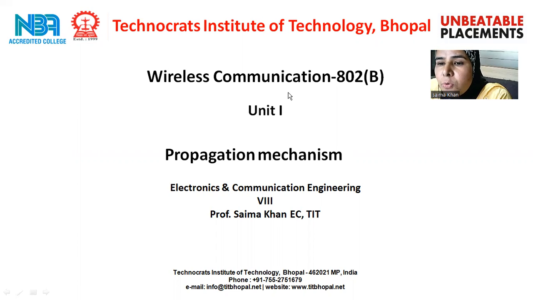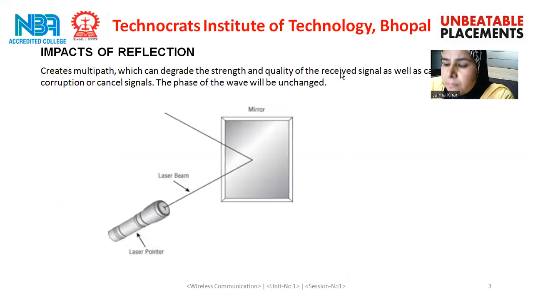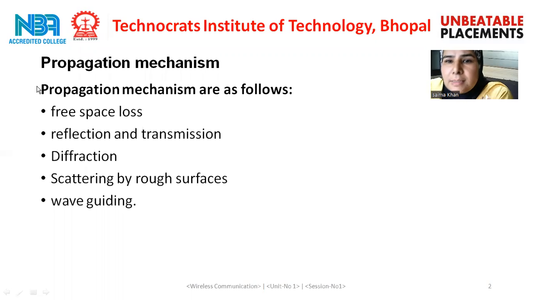The very first slide shows the propagation mechanisms used in wireless communication. It covers free space loss, reflection and transmission, diffraction, scattering by rough surfaces, and wave guiding. But before understanding all these propagation mechanisms, we have to concentrate on the concept of the free space mechanism.